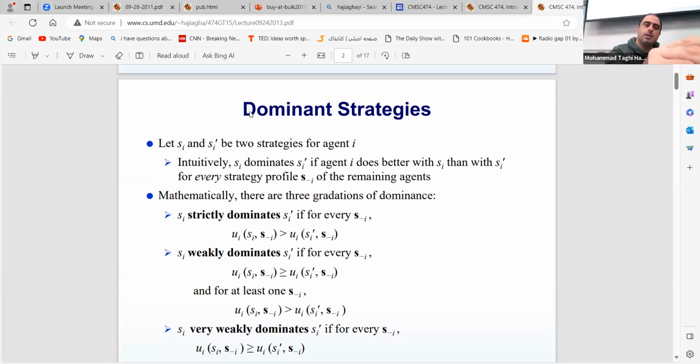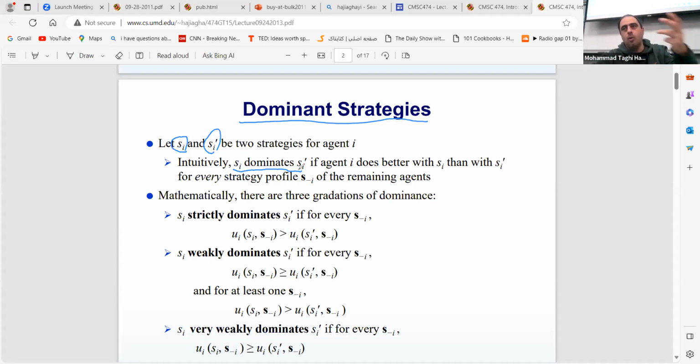Good. So let's define the dominant strategies. Assume that Si and S prime i are two strategies for agent i. Strategies here can be pure or, generally, even mixed, but say pure for now. We will discuss mixed as well. So we say that Si dominates S prime i if agent i is doing better with Si compared to S prime i, with every strategy profile of S minus i. In a sense, independent of what other people are doing, I'm always better with Si compared to S prime i.